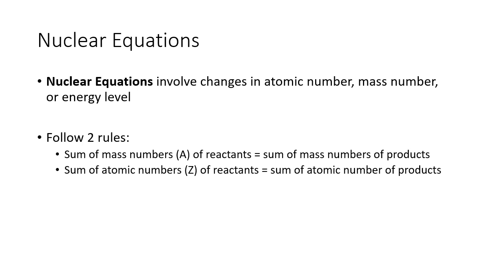The sum of mass numbers, A, of the reactants is equal to the sum of mass numbers of the products. The sum of atomic numbers, Z, of the reactants is equal to the sum of atomic numbers of the products.